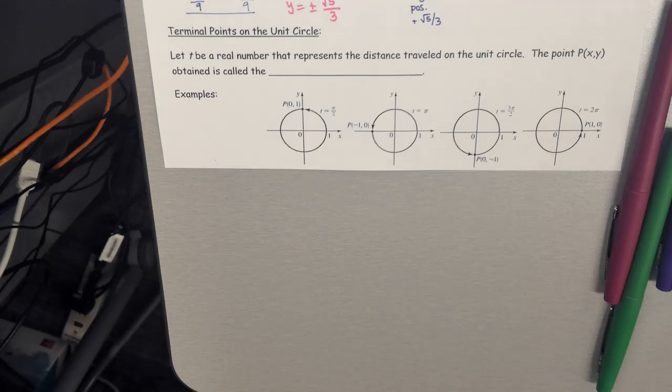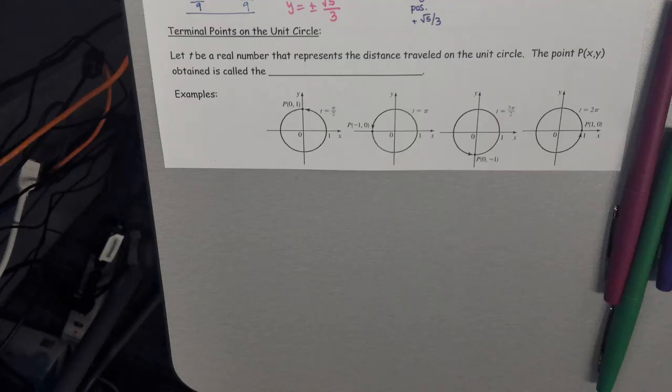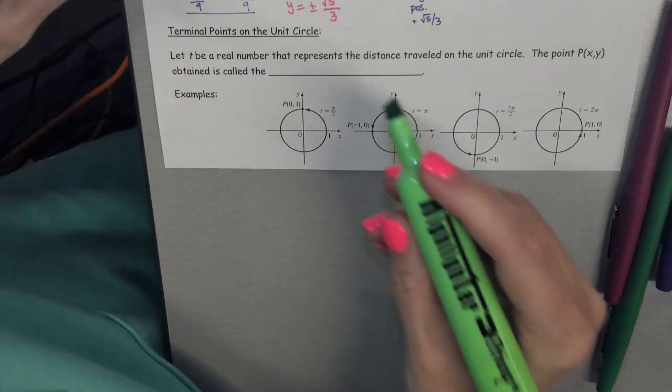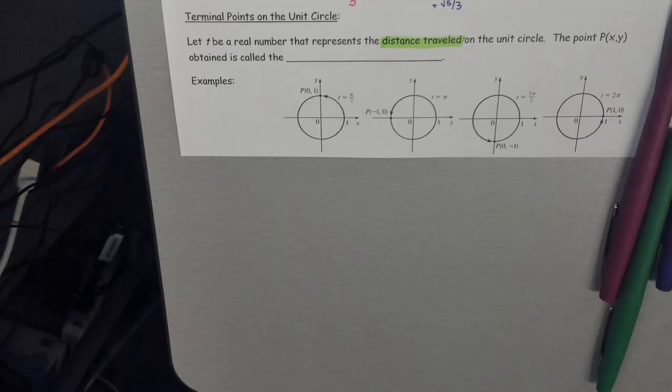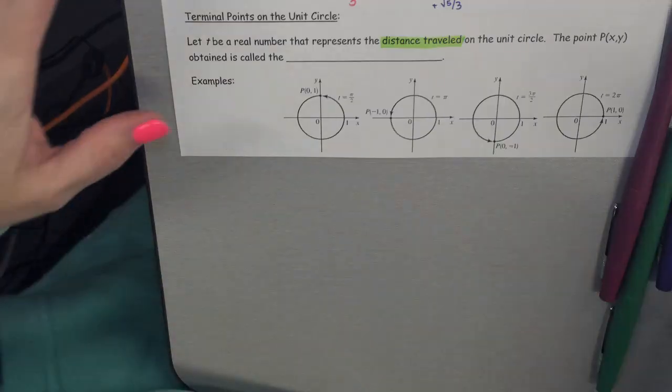Okay, so the first thing we're going to talk about are terminal points on the unit circle. In this textbook, they are going to be calling values t. So we're letting t be a real number, and that's going to represent the distance traveled on the unit circle. The distance that's traveled is going to be measured in radians, so it's going to be an angle measure. And then the point that you get is called your terminal point.